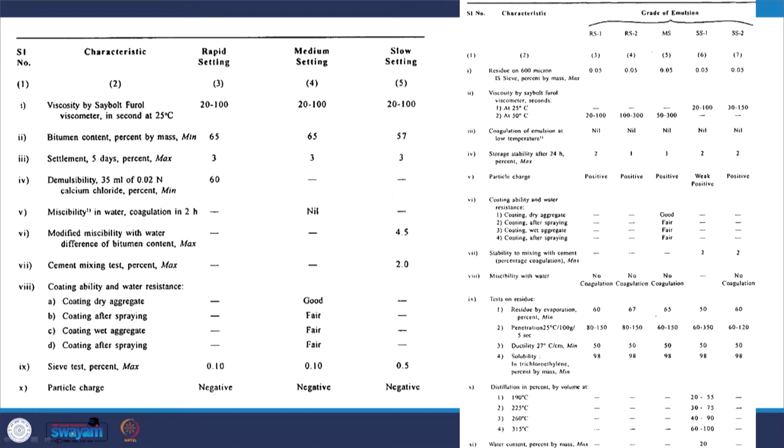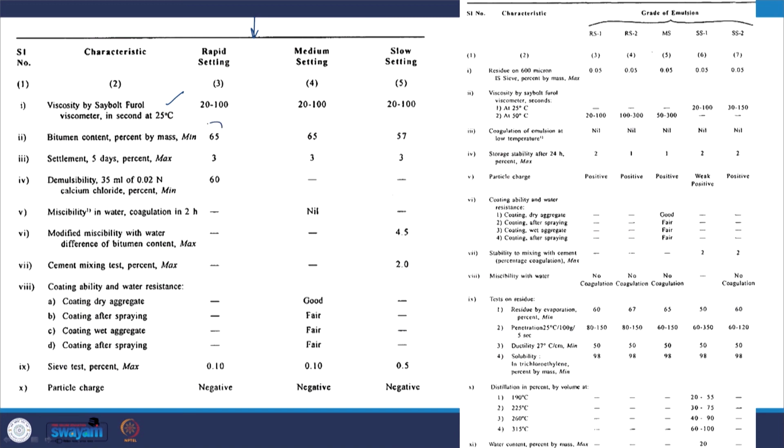These are again taken from the respective codes. This is for the anionic emulsion, and you can see that we have a list of tests which have to be done to characterize the emulsion under each grade. So, these are some typical requirements. One of the prime requirements is the viscosity using a Saybolt-Furol viscometer at 25 degrees Celsius, and the criterion is that the viscosity timing should be between 20 to 100 seconds when done through the specific process of using a Saybolt-Furol viscometer.